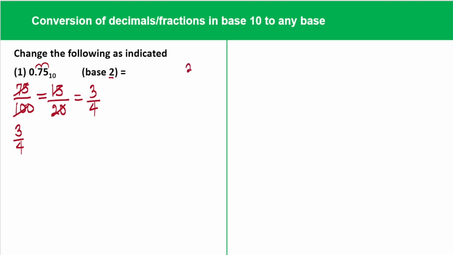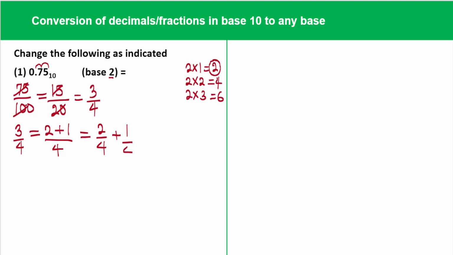Now, let's look at the multiples of 2. 2 times 1 is 2. 2 is a multiple of 2. 2 times 2 is 4. 4 is another multiple of 2. 2 times 3 is 6. These are all multiples of 2. However, the closest to 3 is 2. Therefore, 3 can be broken into 2 plus 1 over 4. Again, we'll split this sum into 2 over 4 plus 1 over 4.